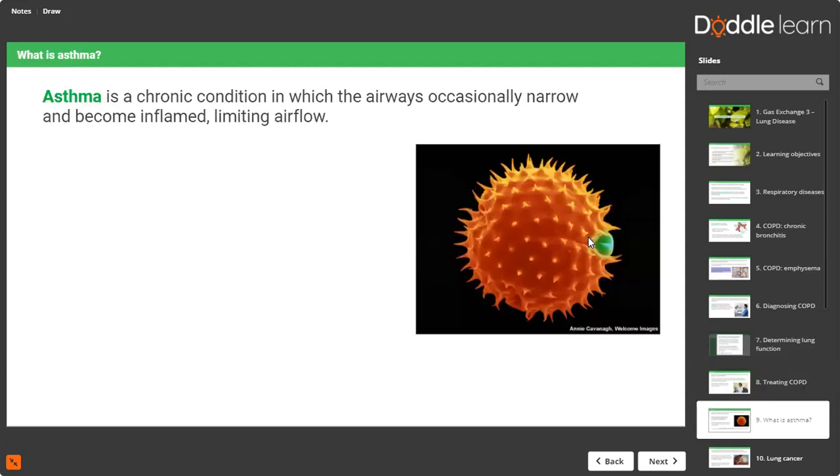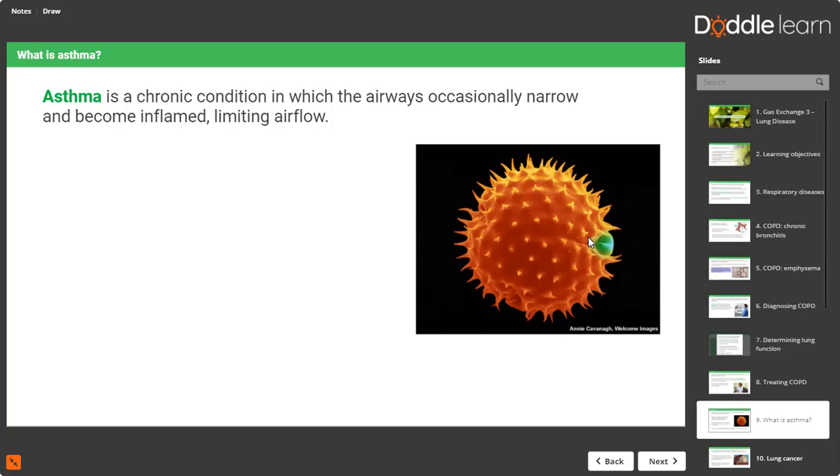So asthma. Asthma is a chronic condition in which the airways occasionally narrow and become inflamed, limiting airflow. This is very different to something like COPD. With COPD, the airways have been damaged and they're permanent like this, whereas in asthma, they occasionally become narrow and inflamed. It's why you have terms such as asthma attacks. Someone's asthma can flare up and become particularly bad, and it can be life-threatening in situations.